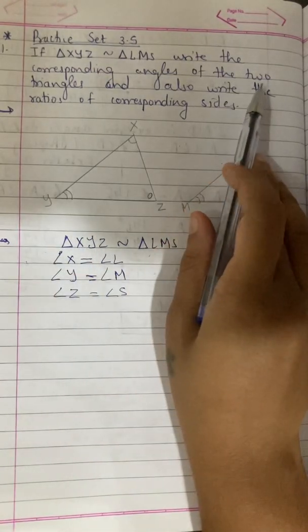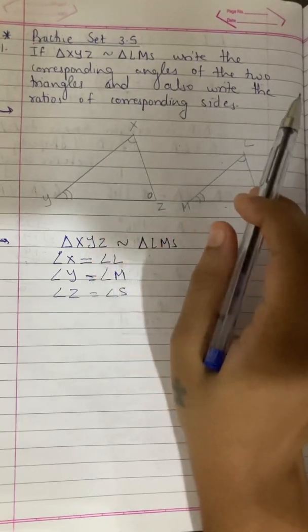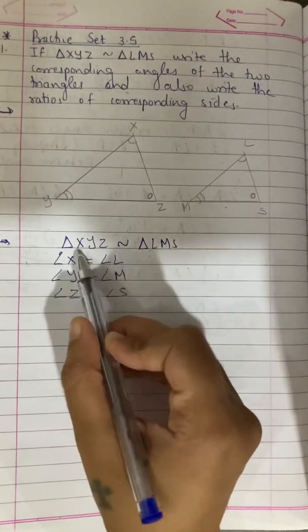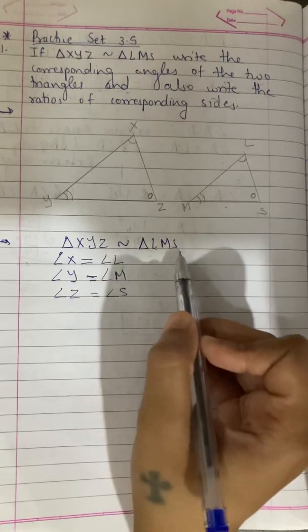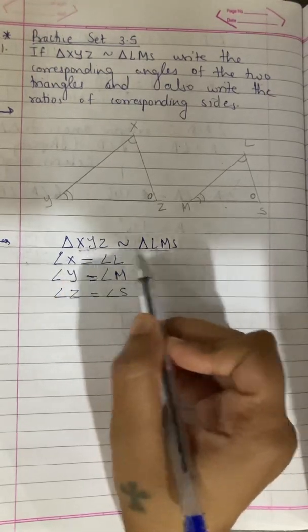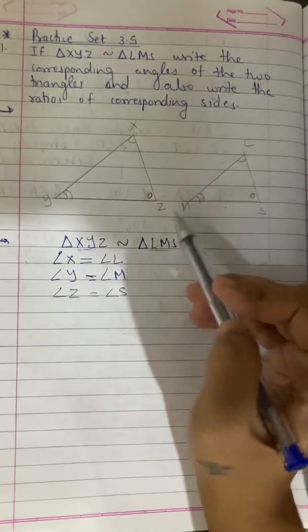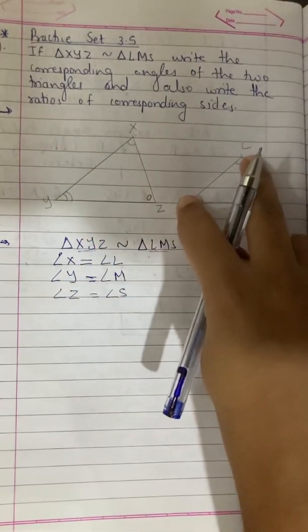And second thing is also write the ratios of the corresponding sides. Alright. So angle X is equal to L, angle Y is equal to M, and angle Z is equal to S. So that's why the sides are similar in that manner only. So first XY should be similar to LM only. So similar means they should be in one proportion.